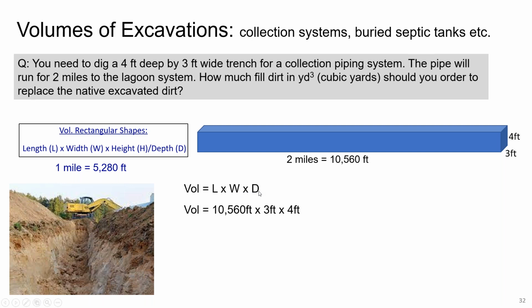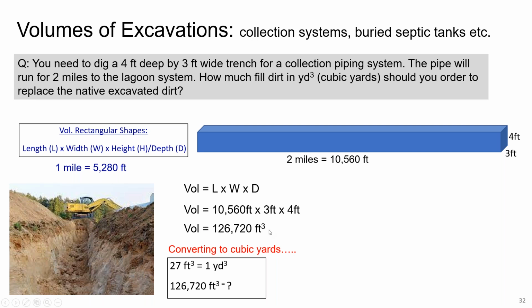At this point, if your units are compatible and you've converted your miles into feet, you put your units down in feet: 10,560 feet, multiplied by 3 feet, multiplied by 4 feet. My volume comes to 126,720 cubic feet. Now we have our volume in cubic feet. You might stop here, and actually one of the choices might be this one, but you will find that this is not correct because you have not completely answered the question.